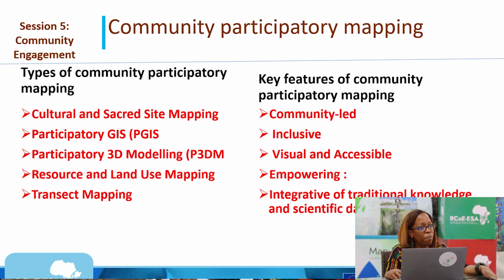Also, community mapping has some key features. If you don't have these features, then it's not community participatory mapping. One, it should be community-led, it should be inclusive, it should be visual and accessible. We've gone through the steps and you can see that all these, it should be empowering. We've talked about training, and it should integrate traditional knowledge and scientific data.